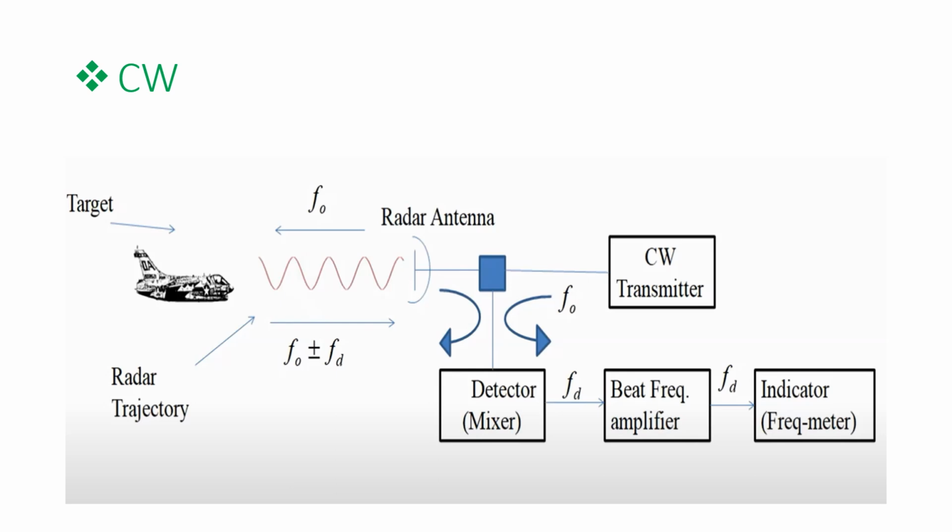If the target is moving, the reflected signal has a frequency shift due to the Doppler effect. Then it comes to the mixer, which combines the transmitted signal with the received signal to extract the Doppler frequency. The output of the mixer is the difference between the transmitted and the received frequencies, proportional to the target velocity.